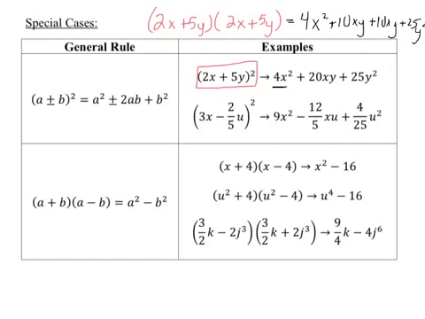Okay, 25y squared. We'll take a look. The two middle terms add together to give us 20xy. That's this part. And the last term is just going to be right here. Well, how does this apply to our rule? Let's take a look at what our rule says.